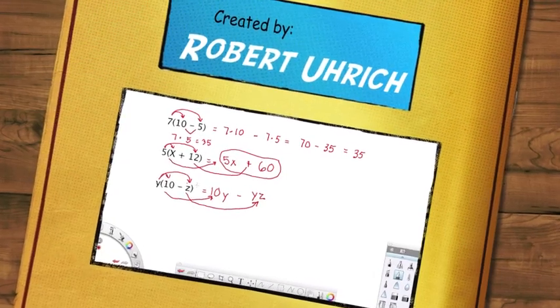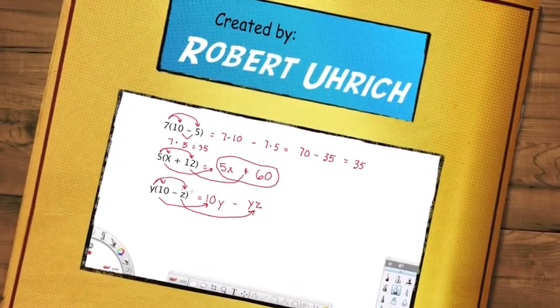Hopefully this is a good starting point for us with the distributive property. We'll practice problems in class.